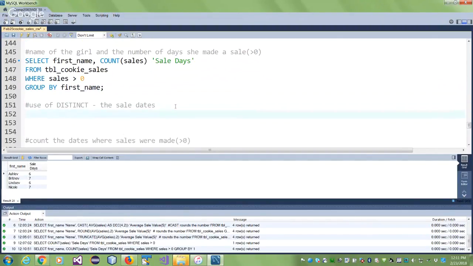Now look at the next question. It says, I want to know how many days did the girls go out? Like distinct days. Right? Did they go out on 1st of March, 2nd of March, 3rd of March, 4th of March, 5th of March, and so on.